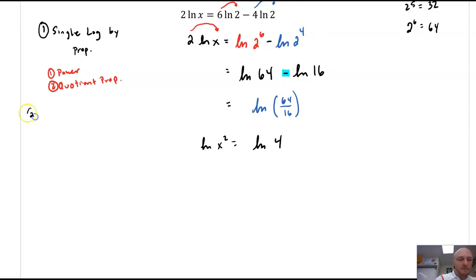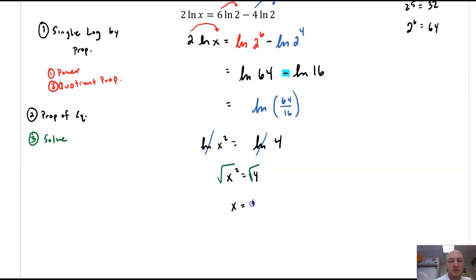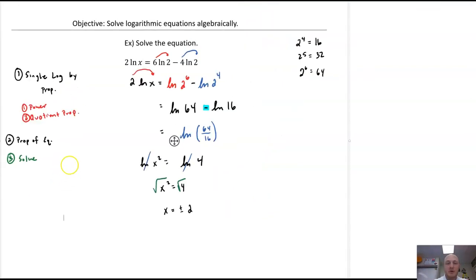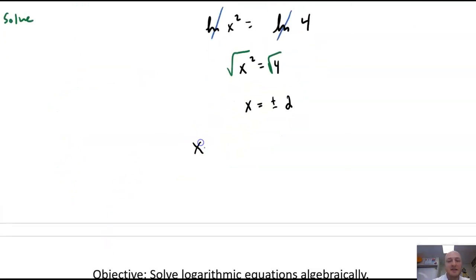Step 2, use the property of equality for logarithms, which just essentially says I can remove my logarithms. Okay? So this gives us x squared is equal to 4. Step 3, we're going to solve this. This is rather simple algebra, getting rid of a square. So I'm going to take the square root of each side. So plus or minus 2. Now I have 2 solutions here. I have x equals positive 2 and I have x equals negative 2.